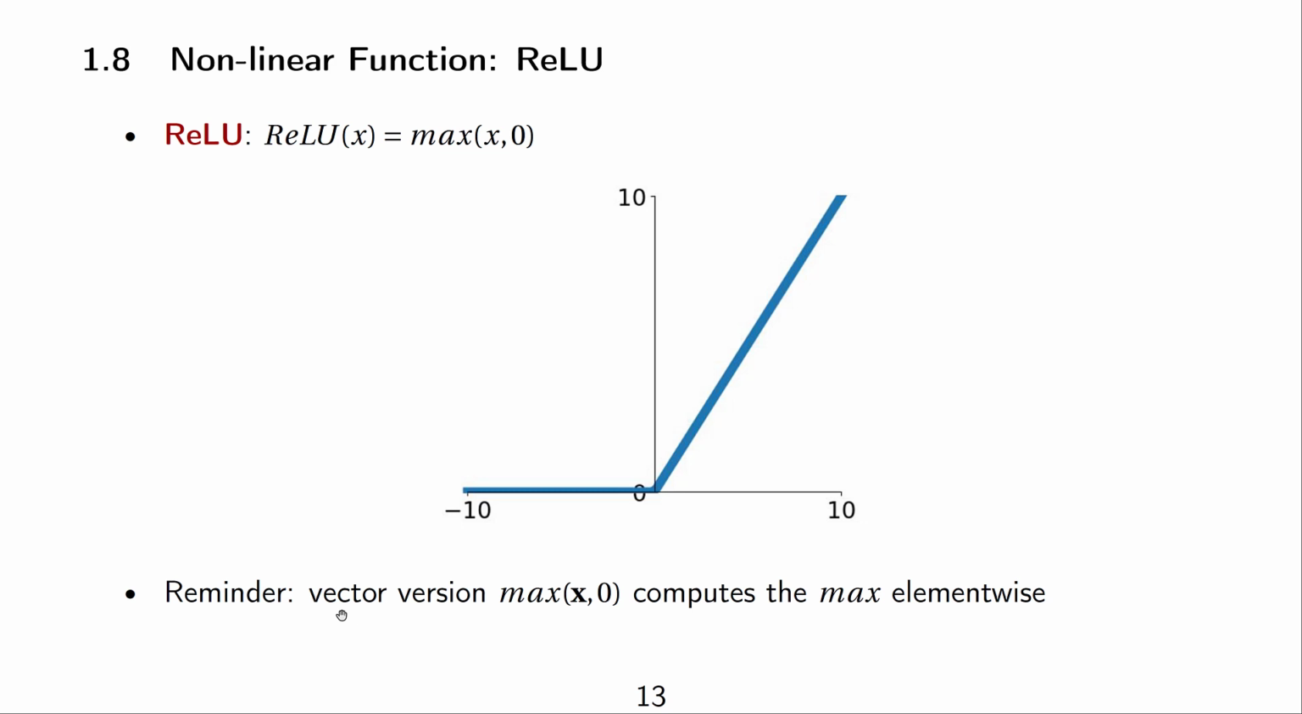Just a reminder that very often, or almost always, we will talk about the vector version of this function. So a vector version of ReLU of a vector x is the same as max of x and 0, and the maximum here is computed element-wise. Let's just imagine we have a 7-dimensional vector. Then this max will go over each of the 7 elements of the vector, and for each one that is negative, it will clamp it to 0, and each value that is 0 or positive will remain untouched.